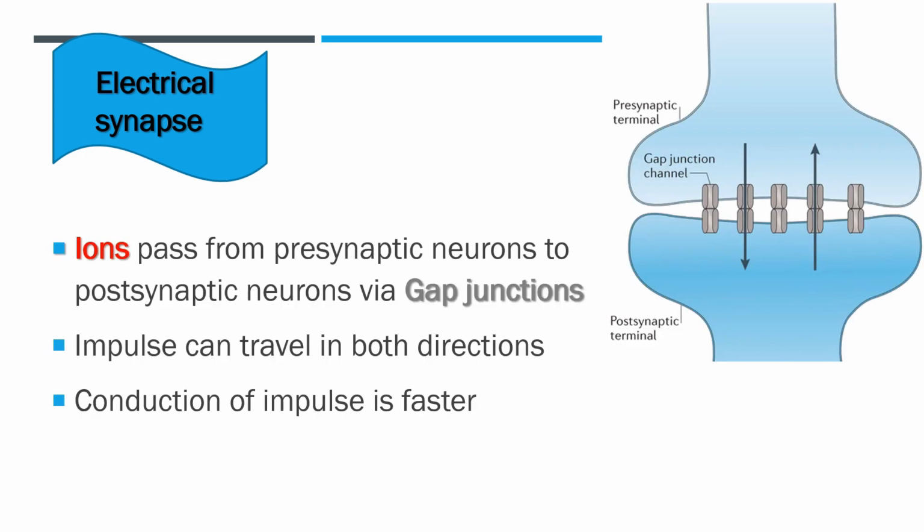What about the electrical synapse? Here it is the ions. Instead of neurotransmitters, ions pass from the presynaptic to the postsynaptic neuron via gap junctions. Here the impulse can travel in both directions, and the conduction of the impulse is faster for an electrical synapse as compared to a chemical synapse.